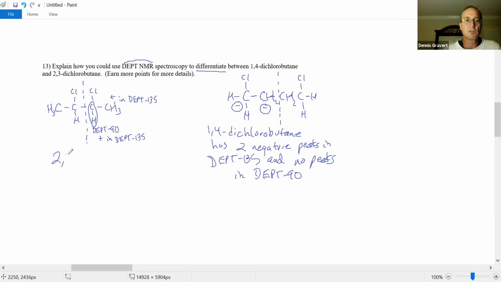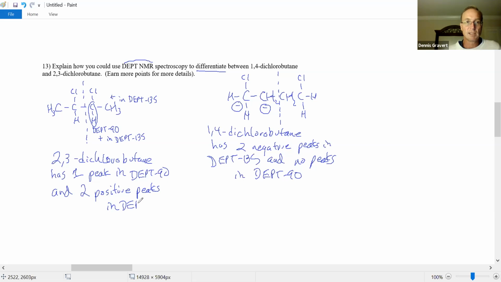That's going to be very different from 2,3-dichlorobutane, which has 1 peak in the DEPT 90. Right here, there's a CH group, and 2 positive peaks in the DEPT 135. Okay, so that gives you plenty of detail, full credit there. I don't think there's any other data to pick out of this. Yeah, we're good.